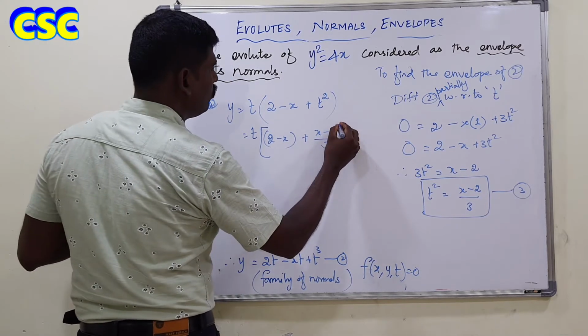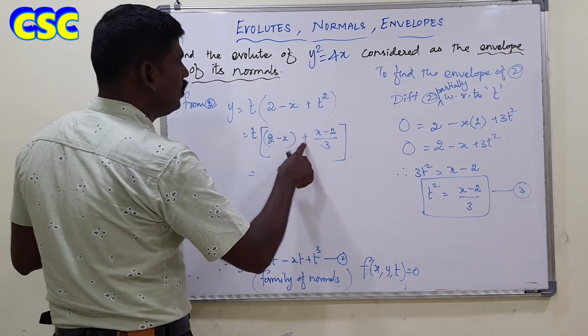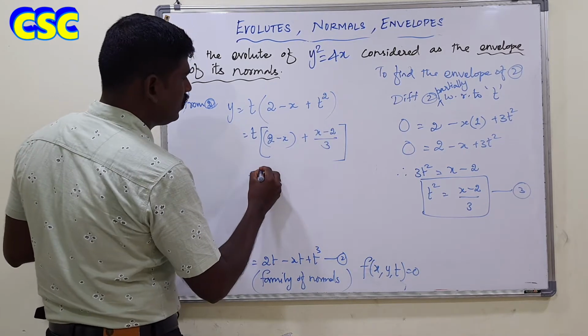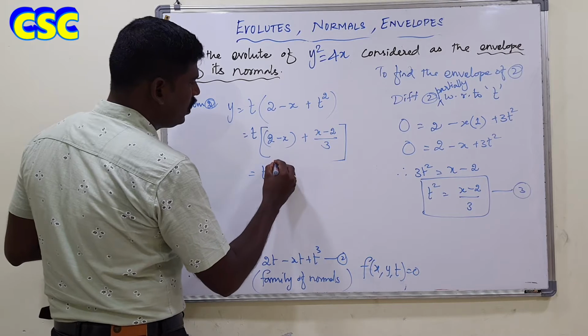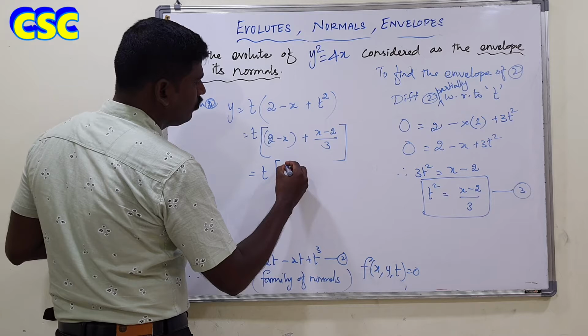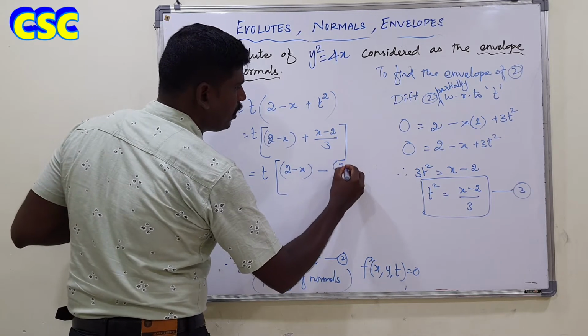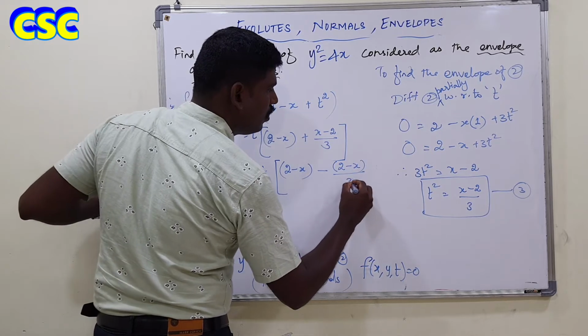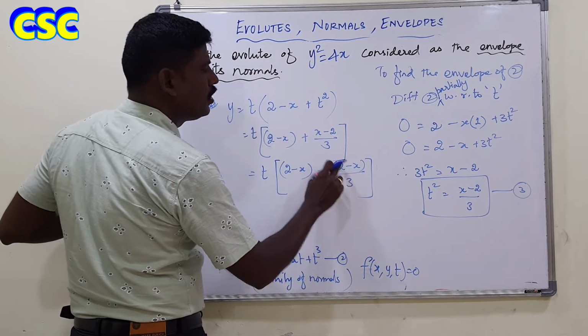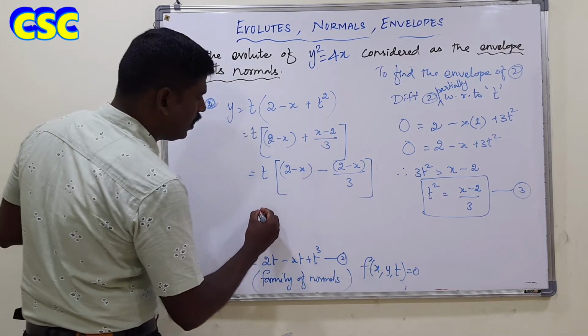That's all. By changing minus sign here, this will become 2 minus x, isn't it? t into (2 minus x) minus of this can be written as 2 minus x, isn't it? Multiply this minus inside the bracket, it will become x minus 2. That's all. Now I am going to take LCM here.